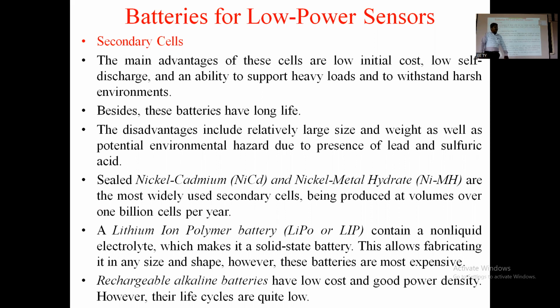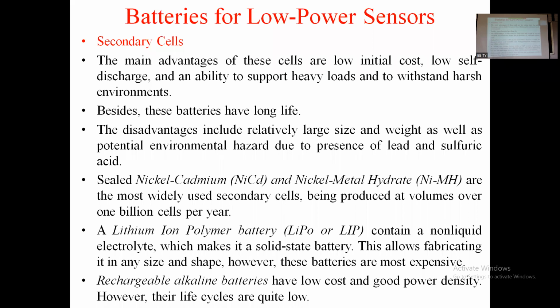Nickel metal hydride, NiMH. These are the most widely used secondary cells, that is rechargeable type of battery, and it is being produced at a volume of over 1 million cells per year. OK, so these are the widely used types of battery, that is nickel cadmium NiCd and nickel metal hydride.